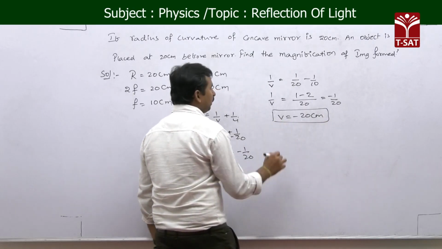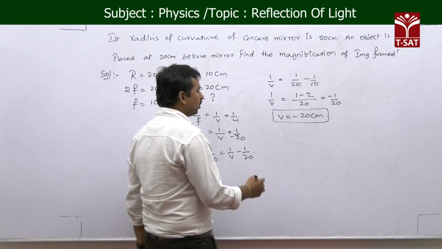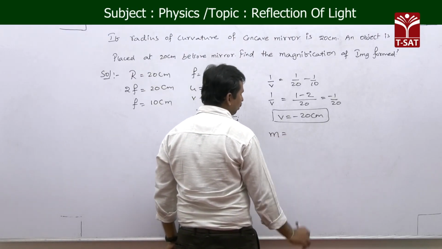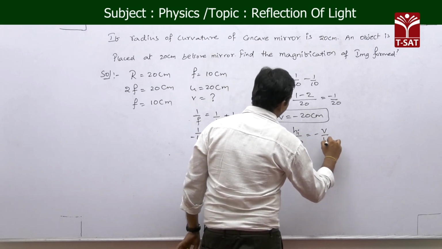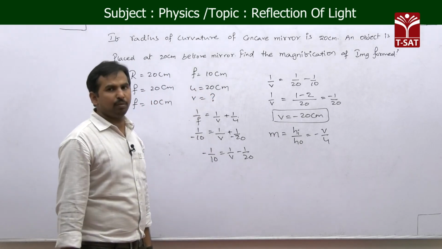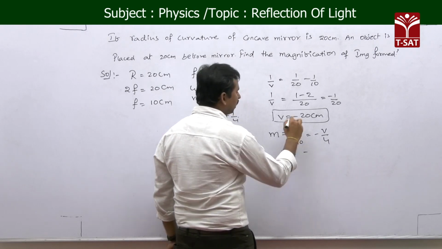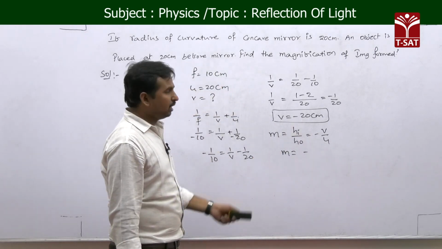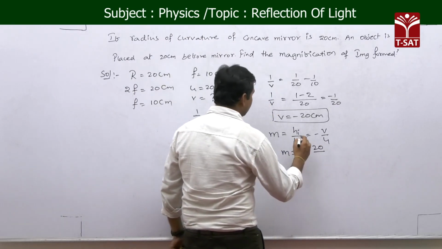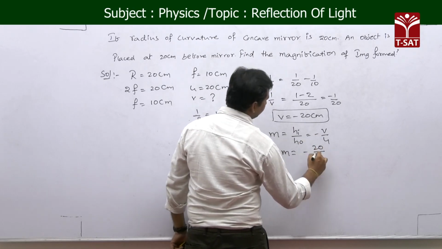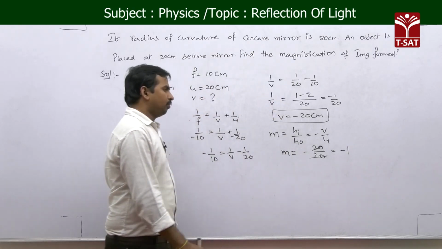But here what we need is the magnification factor. What is the magnification here? If you want to find magnification, m is equal to height of the image by height of object, which is equal to minus v by u, because this is forming a real image. The height of image and height of object are not given, but we know the image distance is 20 and u is given as 10 there, that is 20 centimeters. Then 20 and 20 get cancelled and finally we are getting minus 1.